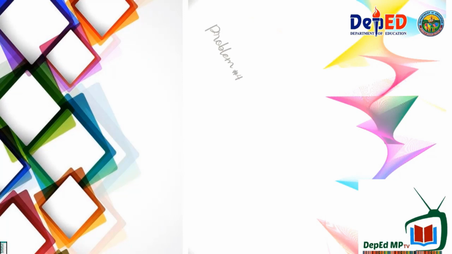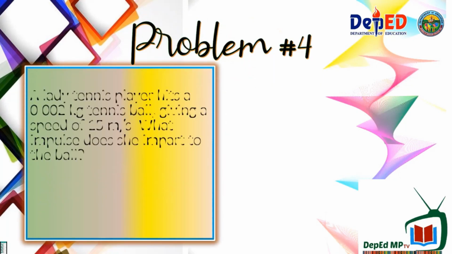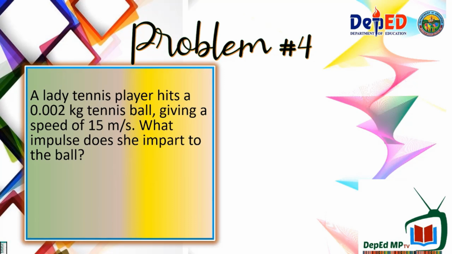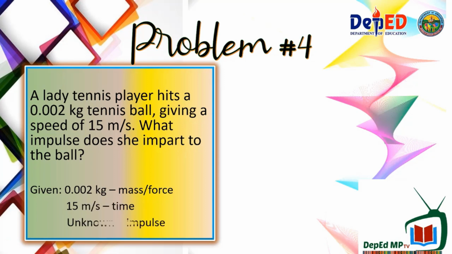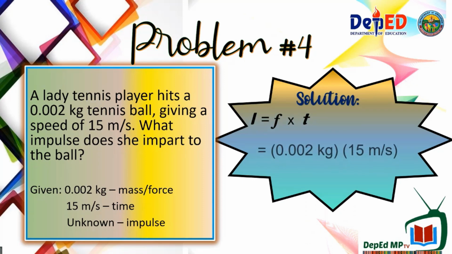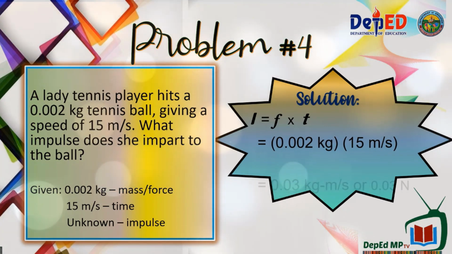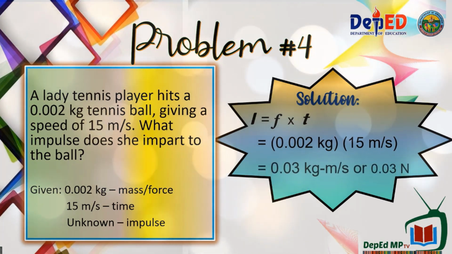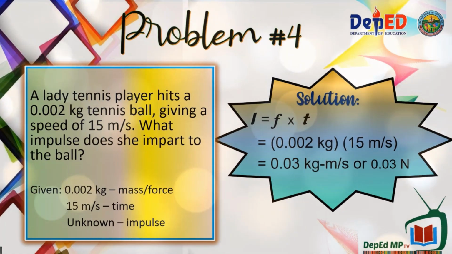Let us try problem number 4. A lady tennis player hits a 0.002 kilogram tennis ball, giving a speed of 15 meters per second. What impulse does she impart to the ball? Given: 0.002 kilogram is the force, 15 meters per second is the time, and unknown is impulse. Solution. I is equals to force times time. Force is 0.002 kilogram multiplied to 15 meters per second. The answer is 0.03 kilogram-meter per second or 0.03 Newton.